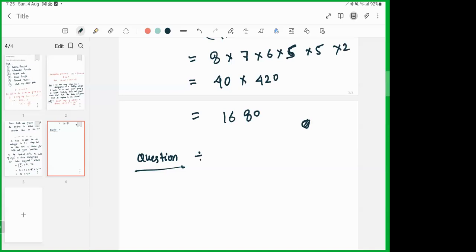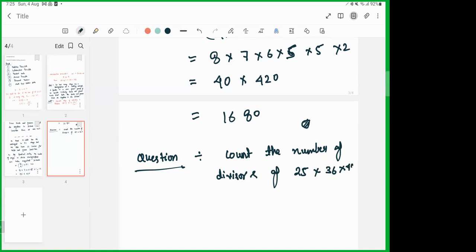So count the number of divisors of 25 into 36 into 49 to the power 4. Tell me, this is easy. Just one line. Tell me.